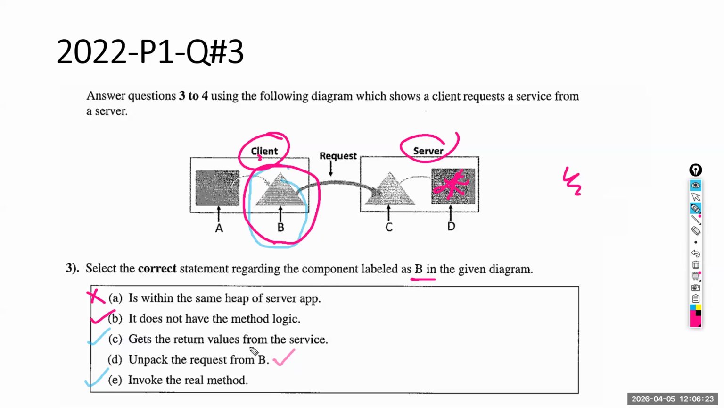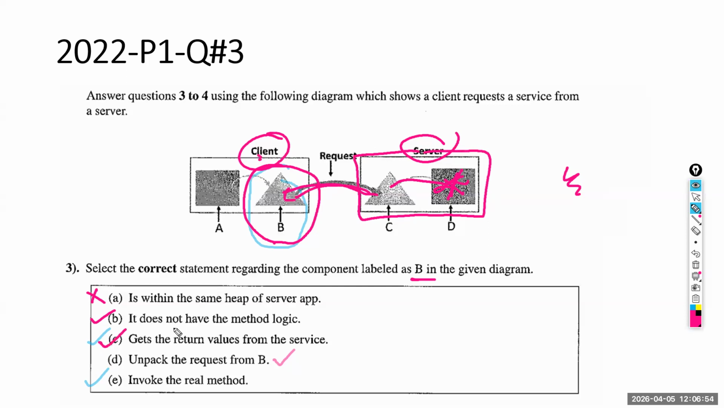Gets the return value from the service. So from the service, you get the return value here. From here, you get it to here. In a way, correct, right? Get the return value from service. Service or server? Yeah, service. If you take this as the service, you get the return value. I will say yes.